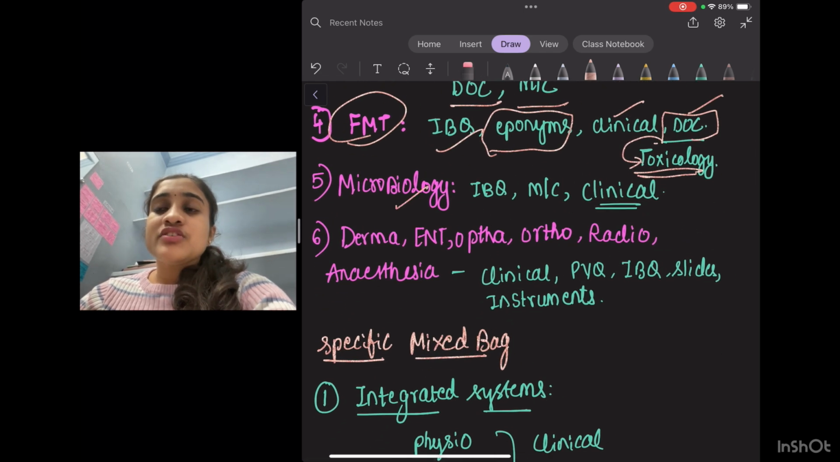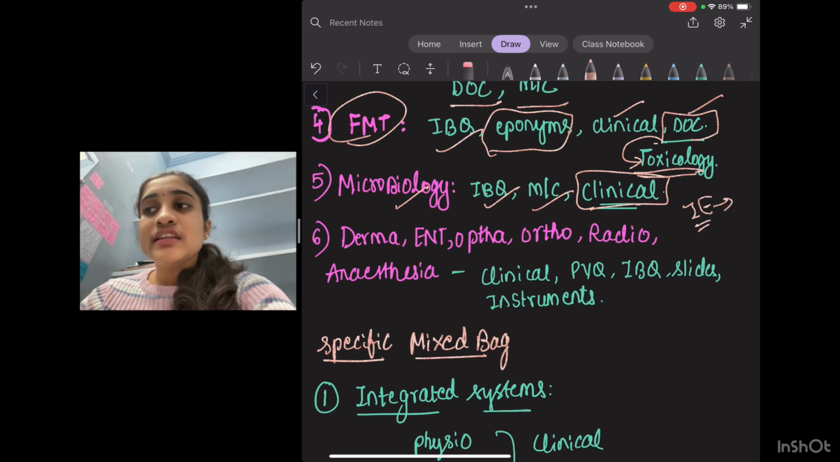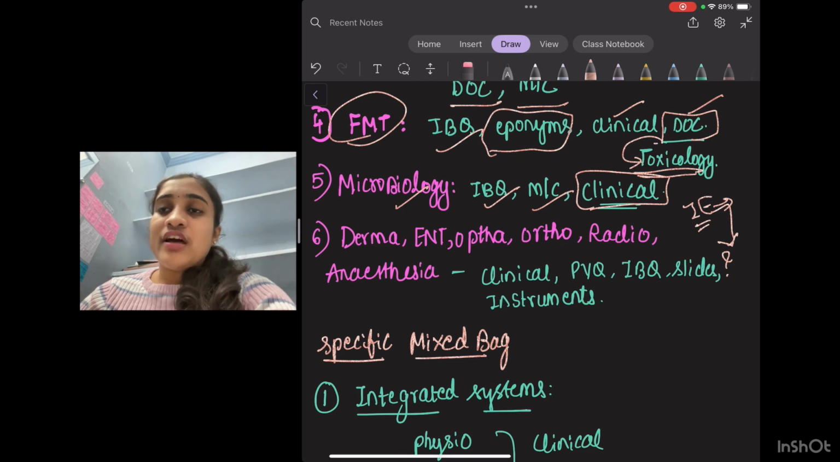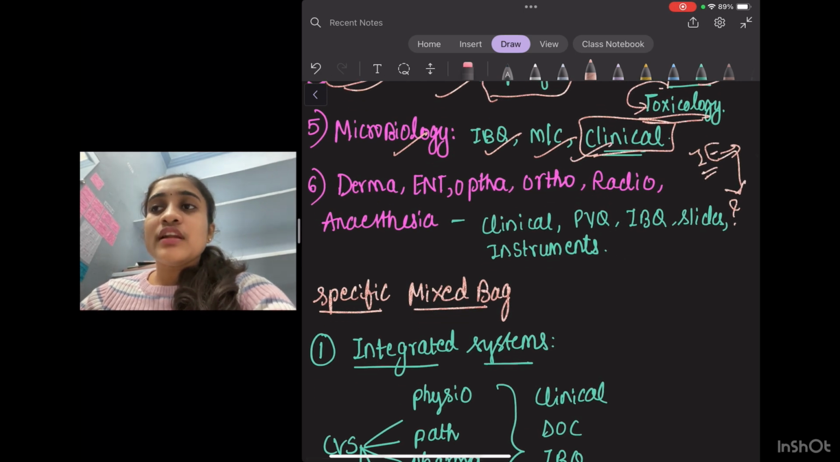In microbiology, image based is most common, and clinical microbiology is very important because they don't just ask what is gram positive, what is gram negative, streptococcus, staphylococci. They are going to give you infective endocarditis, give a case scenario, and finally ask which is the microorganism. So include clinical and image based, that will be really helpful.